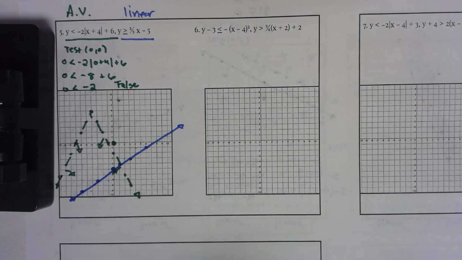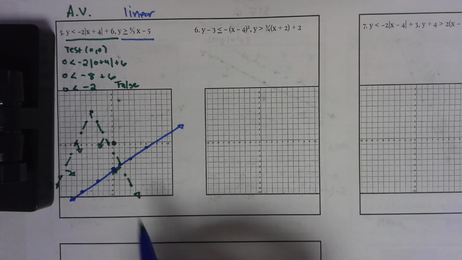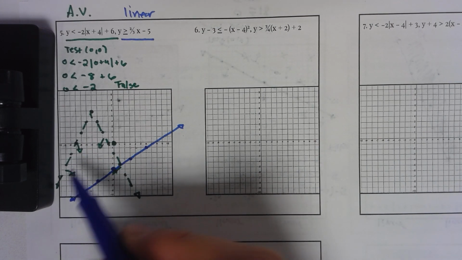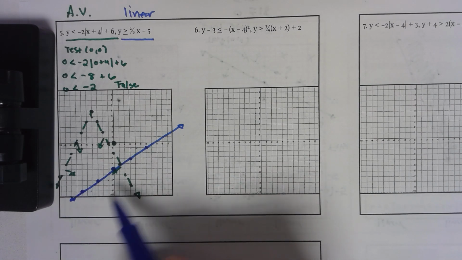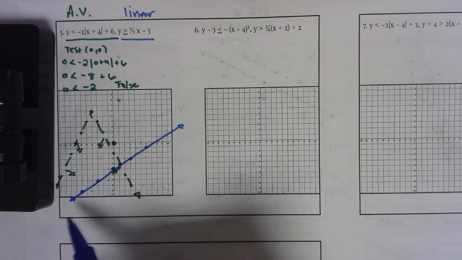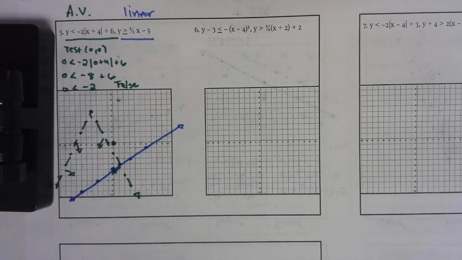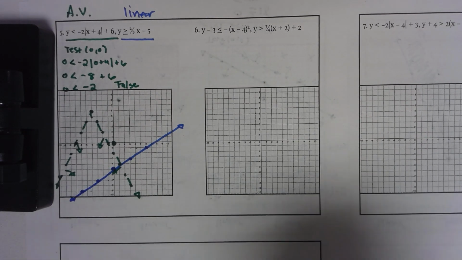And so I'm seeing one of two places we could shade. We could shade the inside of this absolute value graph and above the blue line, or we could shade this bottom section inside the absolute value graph that looks like a triangle, if we cap it at the bottom of the graph here. Now again, we need to test (0, 0).